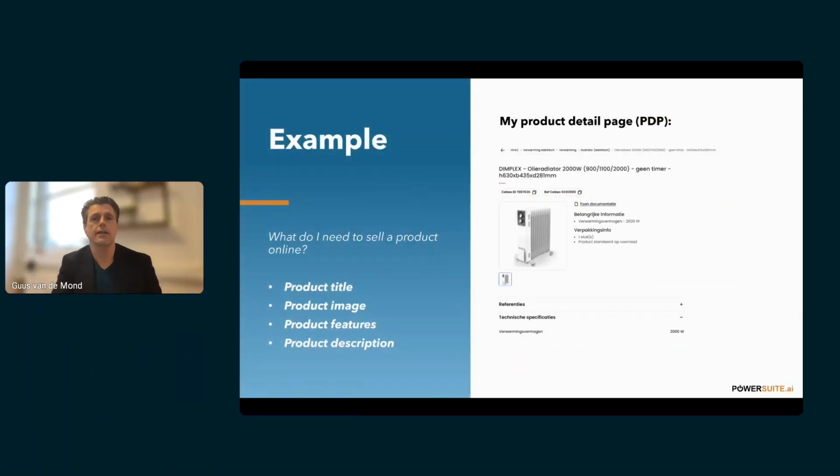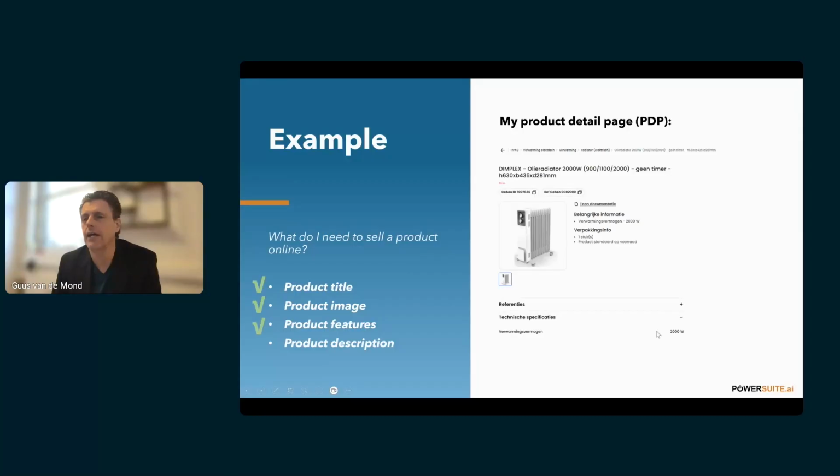Suppose this is my product detail page, and I notice somewhat disappointing sales where I actually expected a bit more. Then I start to think, how can that be? Let's take a closer look at what's on there. Well, what is always needed to sell a product? Well, I need a product title, check, it's there. I need an image, check, that's there too. I need product features, well, yes. 2000 watts, yes.